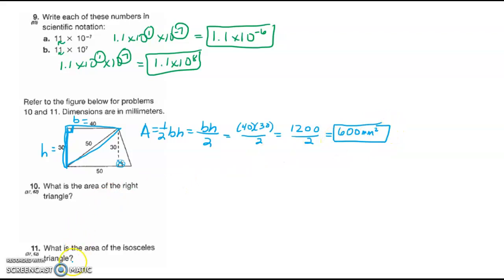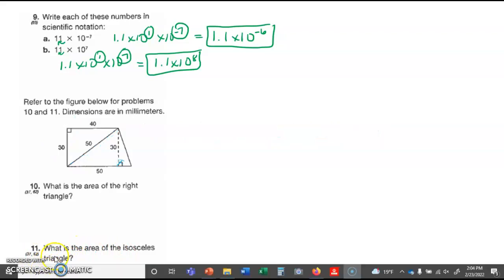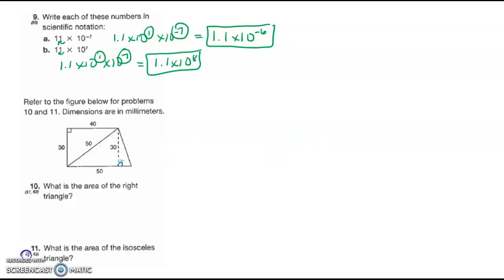Okay, and then I'm going to erase that, and we're going to talk about the area of the isosceles triangle. Okay, let me get a different color. So the isosceles triangle, isosceles means that two sides are the same, and this is the isosceles triangle. Okay, because this side is 50 and this side is 50, and it's asking for the area.